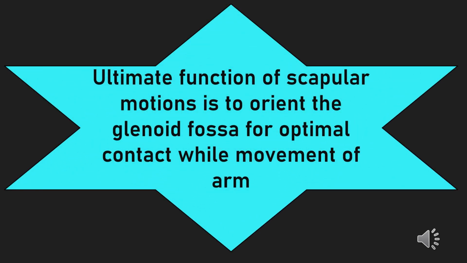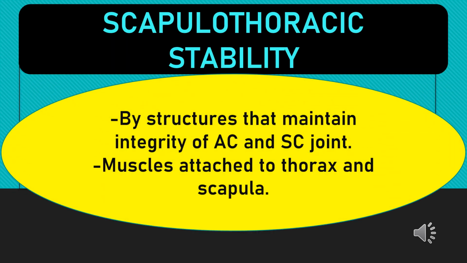So basically the basic function of scapular motions is to orient the glenoid fossa for optimal contact while we are doing the movement of the arm. If the scapula is not able to make optimum contact with the thorax, then it can lead to multiple stability compromises and can lead to multiple problems while doing movements of the arm.